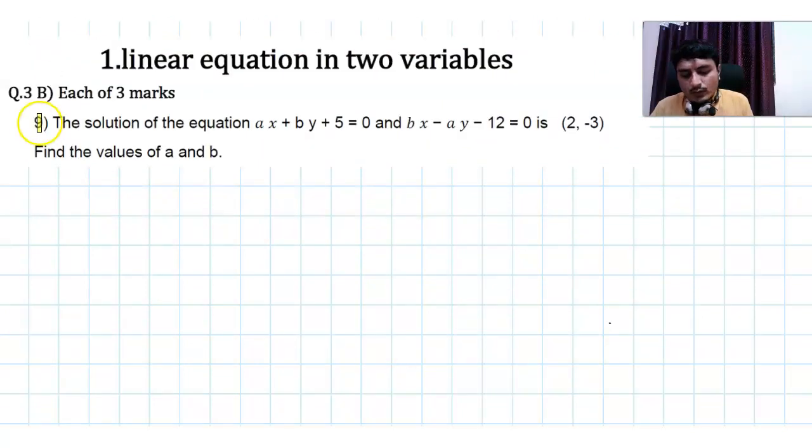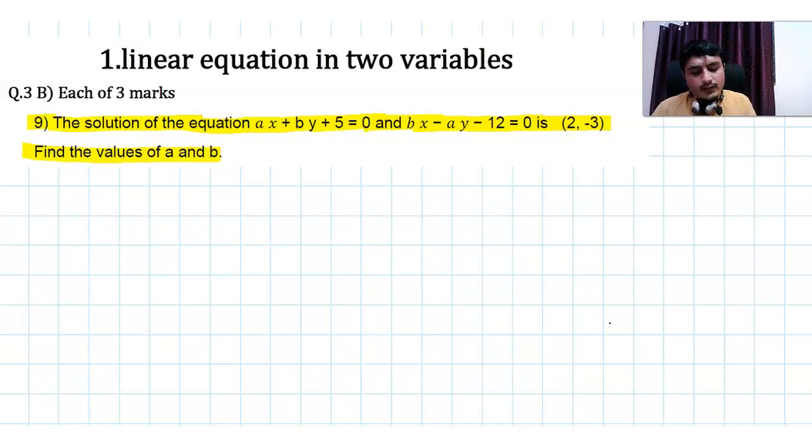Now just have a look at question number 9. The solution of the equations ax + by = 5 (that is, ax + by + 5 = 0) and bx - ay - 12 = 0 is (2, -3). Find the values of a and b.